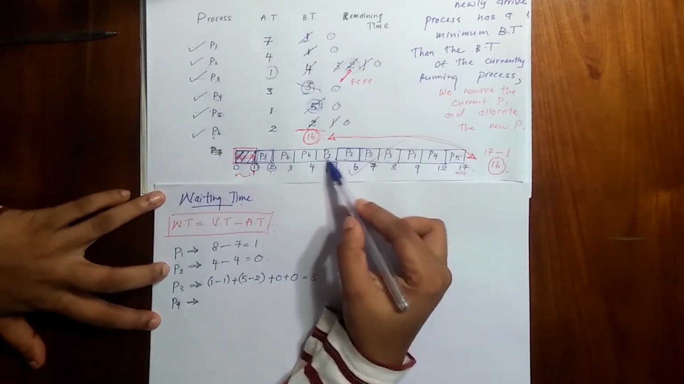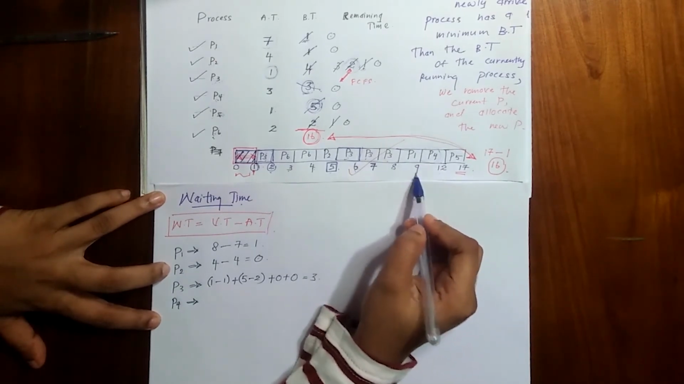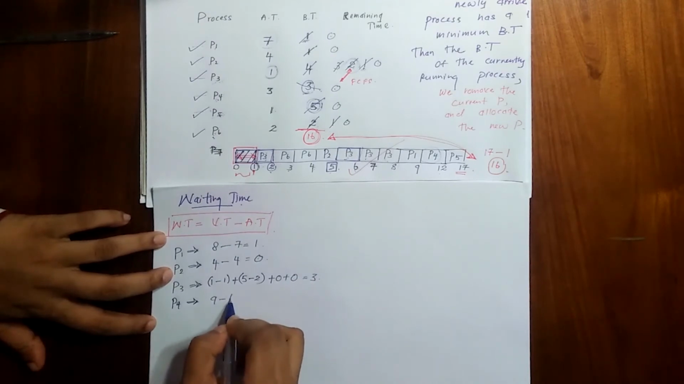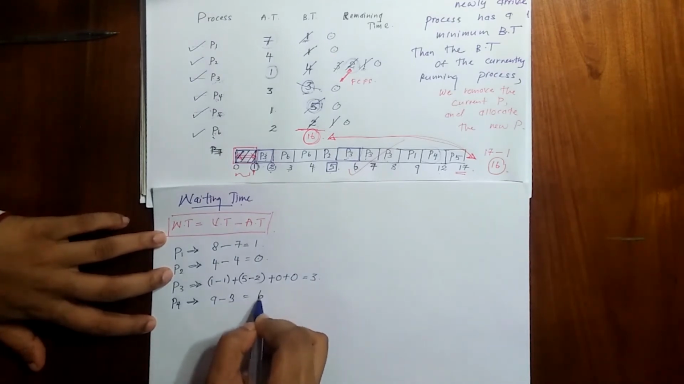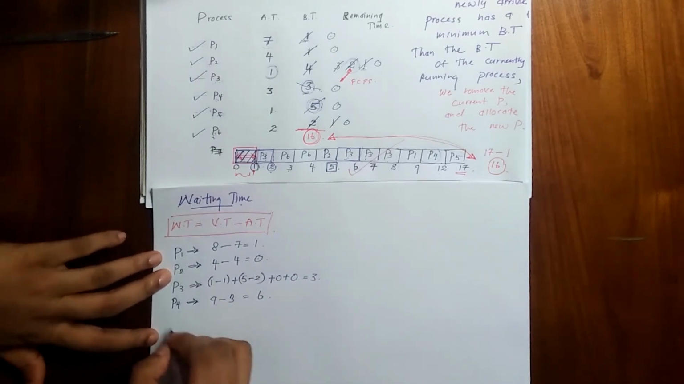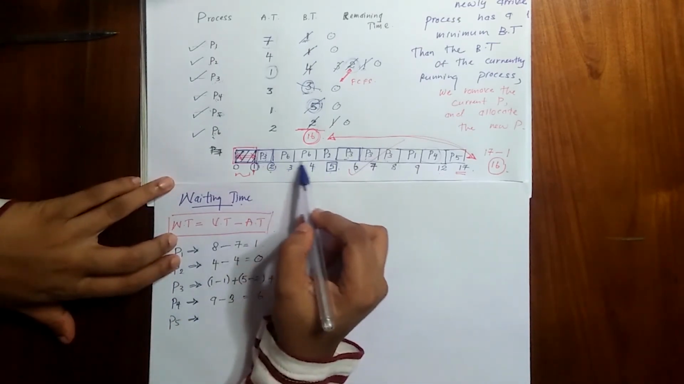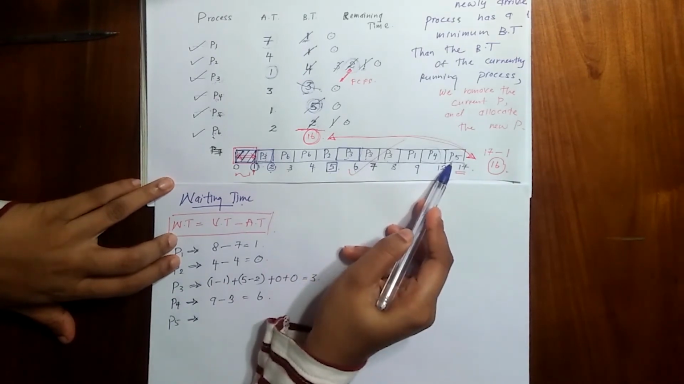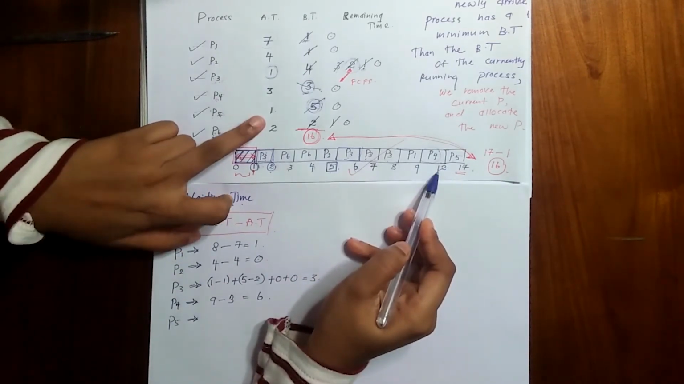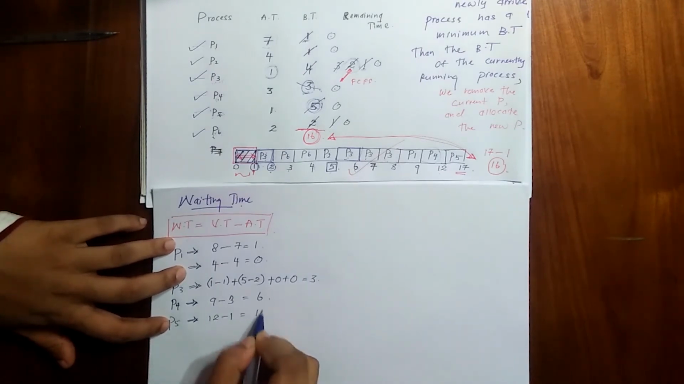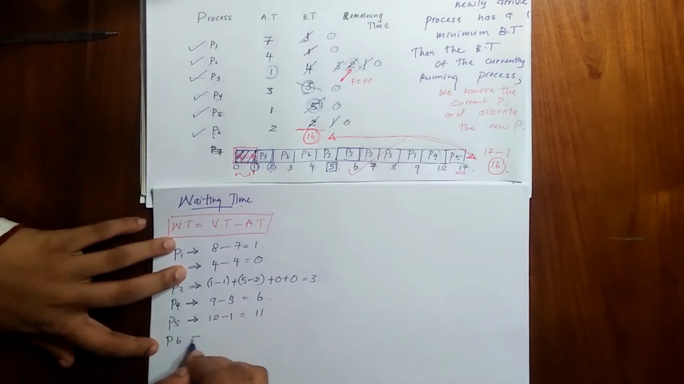Then P4, it is only once, so it is 9 minus 3, which is 6. And P5 also only once, so it is 12 minus 1, which is 11. And finally P6.